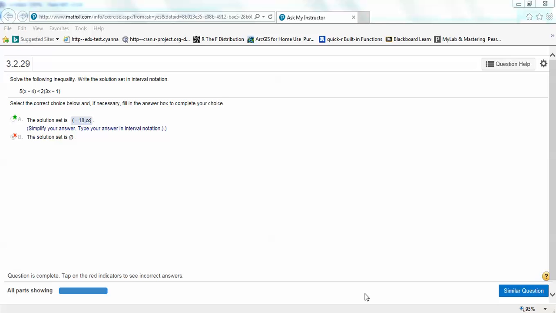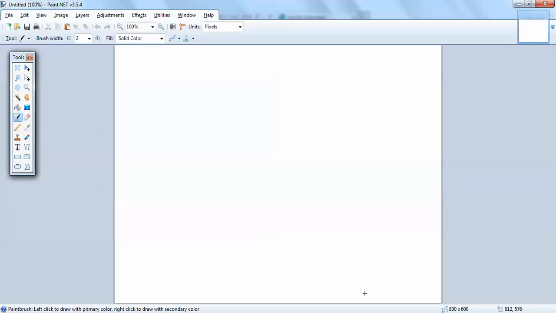Take a look at this problem. We've got 5 times x minus 4 is less than 2 times 3x minus 1.